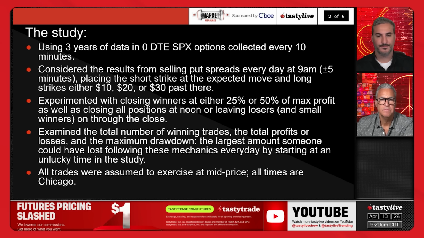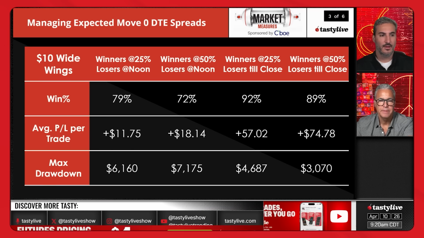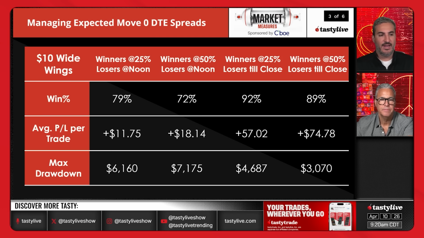Sure. Well said. So the first one we're looking at is $10 wide wings. This is the short strike right at the expected move with a 10-point wide wing. We're looking at the different management here. So winners at 25%, losers at noon, and so on.